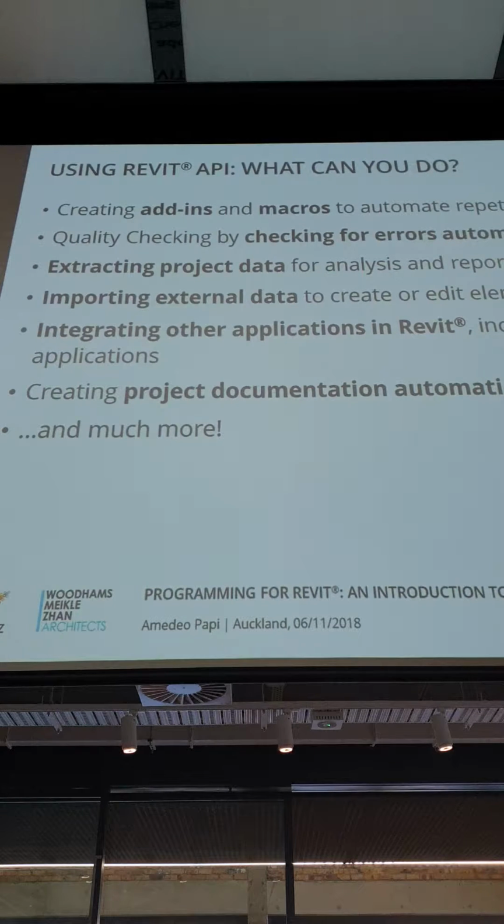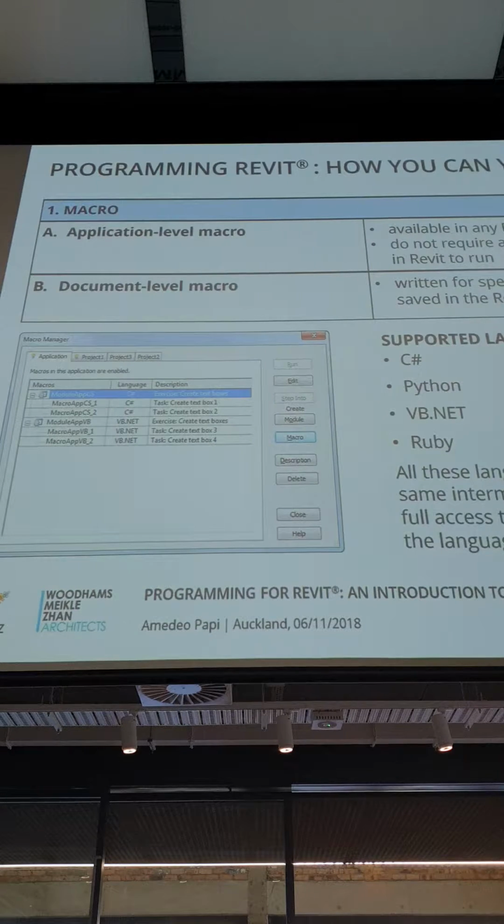So you can do a lot of things using Revit APIs, and you can create add-ins and macros. You can do quality checking by checking for errors. You can extract, you can import data, and you can integrate other applications in Revit, or even create documentation in an automatic way, and much more actually. So what are your options?